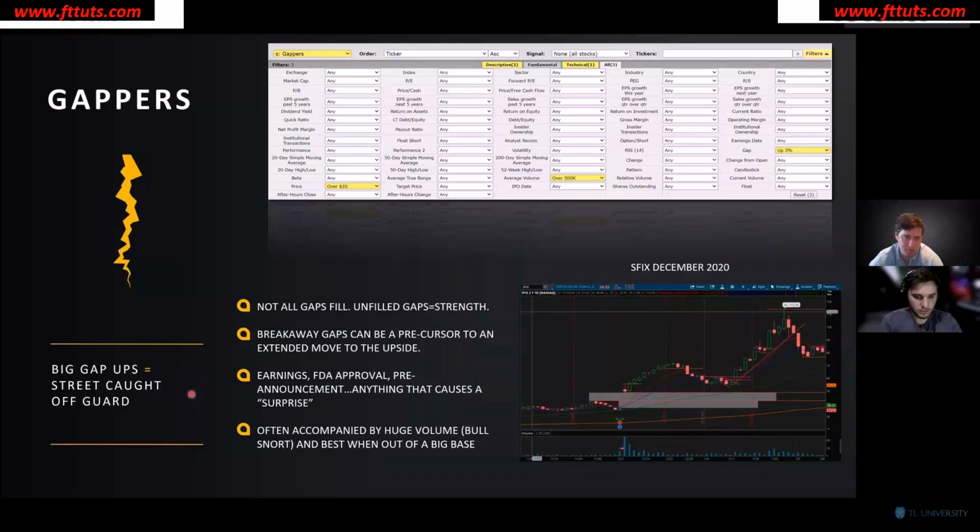So pretty simple. Again, price over $20, over 500K volume, and I'm looking for a gap up of 3%. Really, I like to see even bigger gaps. The bigger the gap, the better. I mean, you get like a 10% unfilled gap or 15% unfilled gap, that's great. I just do 3% because I don't want to miss anything.